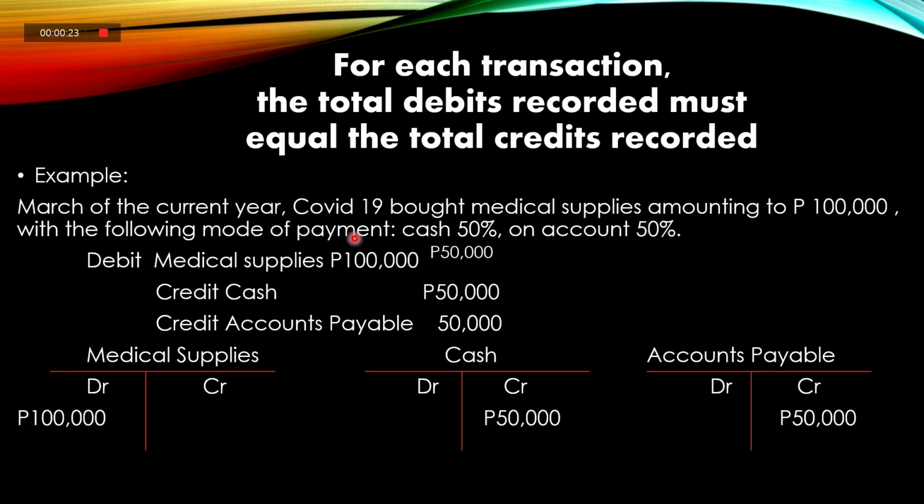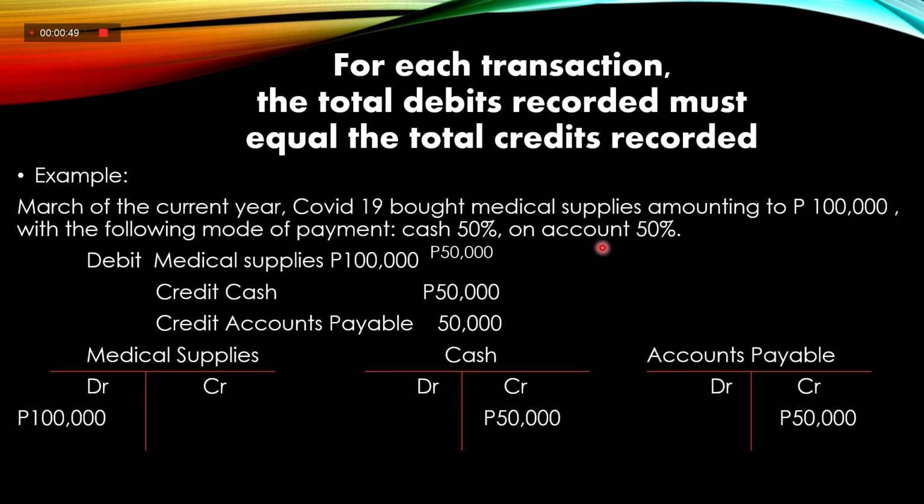March of the current year, COVID-19 bought medical supplies amounting to 100,000 pesos with the following modes of payment: cash 50%, on account 50%. To analyze this transaction, cash 50% means that the down payment is 50% of 100,000, which is 50,000.